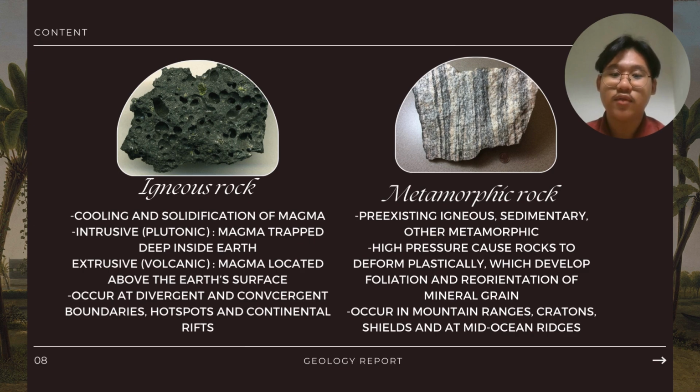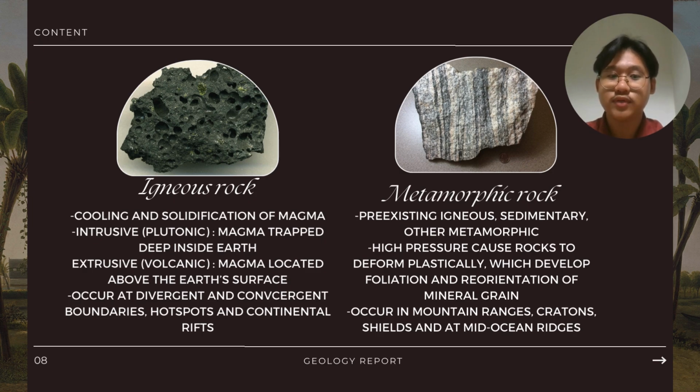There are four main categories of mode of formation, which are igneous, metamorphic, sedimentary, and hydrothermal. Igneous rocks form through the cooling and solidification of magma. The formation of igneous rocks can be categorized into two types, which are intrusive (plutonic) and extrusive (volcanic), depending upon where the molten rock cools. Intrusive igneous rocks form when magma is trapped deep inside the earth. On the other hand, extrusive igneous rocks can be found above the earth's surface. Igneous rocks are found at divergent and convergent plate boundaries, hotspots, and continental rifts.